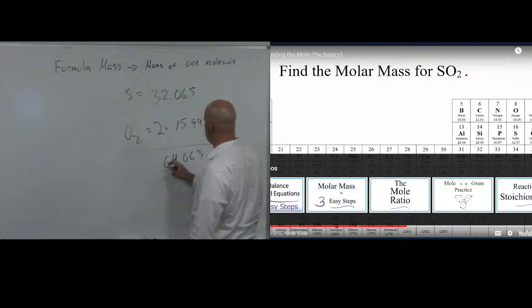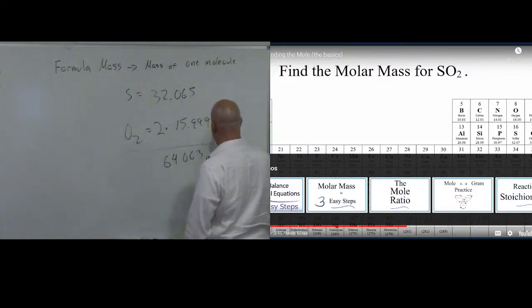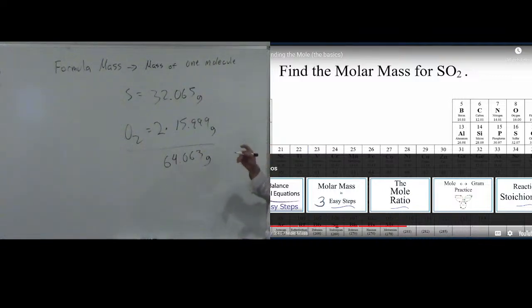64.063. Anybody else get that same number? Now the thing here is, we're dealing with grams and not with atomic mass units. Because we're not talking about how much one sulfur atom weighs on average anymore. We're saying what's the mass of 1 mole's worth of sulfur atoms.